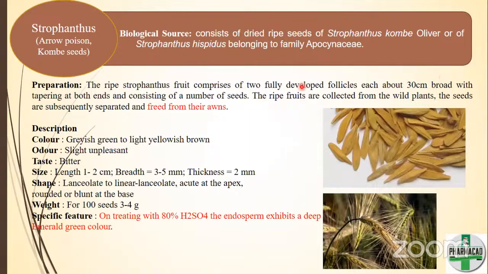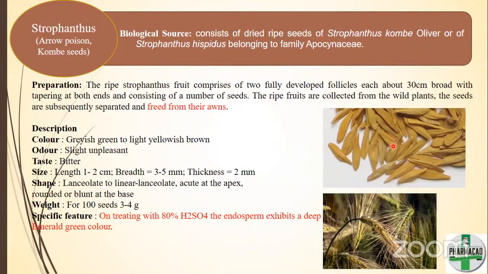Strophanthus, which is one of the drugs of this class. Strophanthus is also known as arrow poison. It consists of dried ripe seeds of Strophanthus kombe or Strophanthus hispidus belonging to family Apocynaceae.